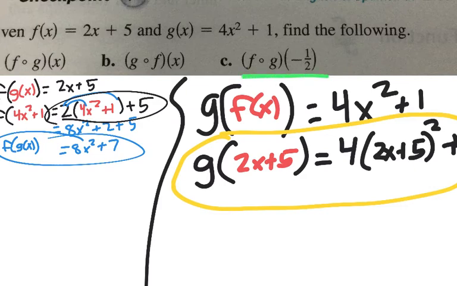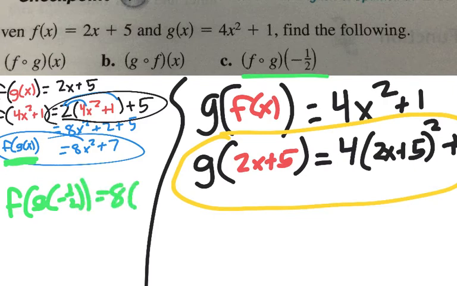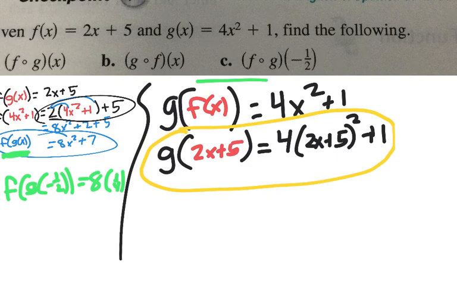And then the question here, f of g of negative 1/2. That means I'm going here to f of g. And I'm going to plug in negative 1/2. So that would be 8 times negative 1/2 squared, which is 1/4, times 8 is 2, plus 7. Whoops. I'm running out of space. That was not a good idea. That's 2 plus 7, which is 9. What you should get for f of g of negative 1/2.